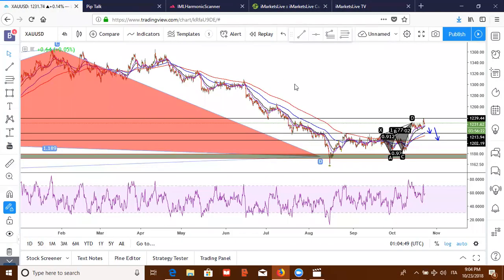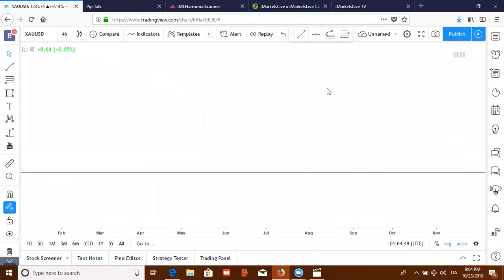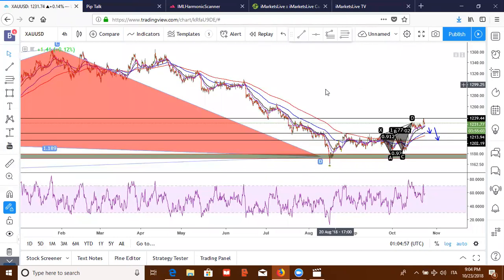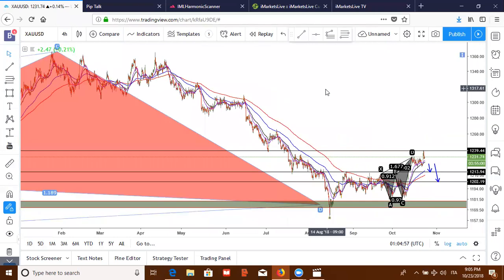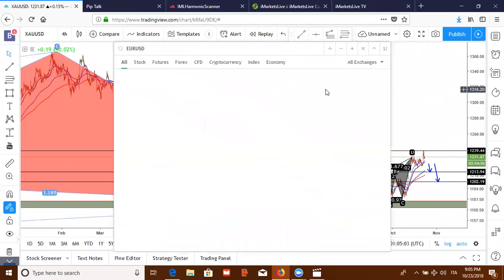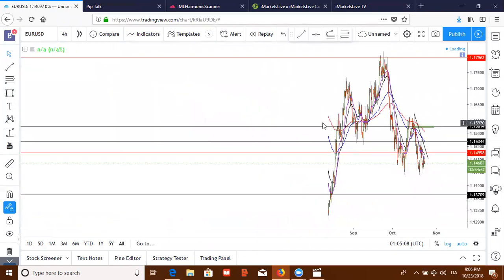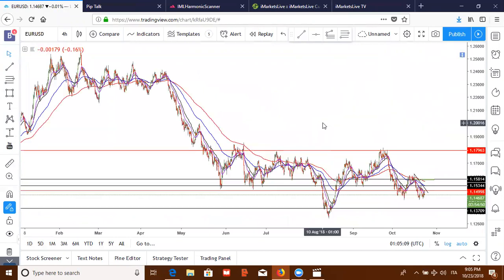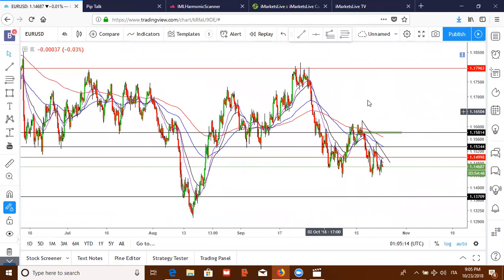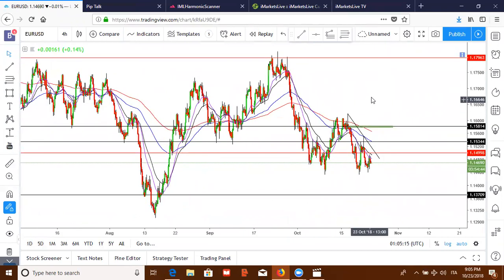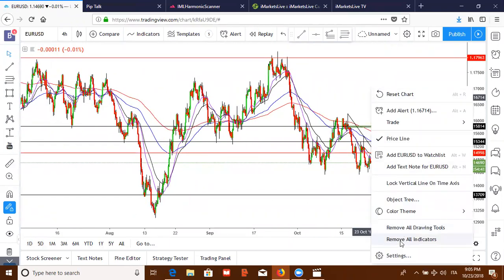All right, cool. Just like all the indicators on my chart, it's basically just a tool that's going to help guide you in the markets, giving you a sense of direction. So that's what harmonics do. Go to Euro USD real quick. On Euro USD, I just want to show you guys how I'm able to see these different harmonic patterns without necessarily having to use the scanner and everything. I can just see it with my naked eye. So let me go ahead and remove all indicators.